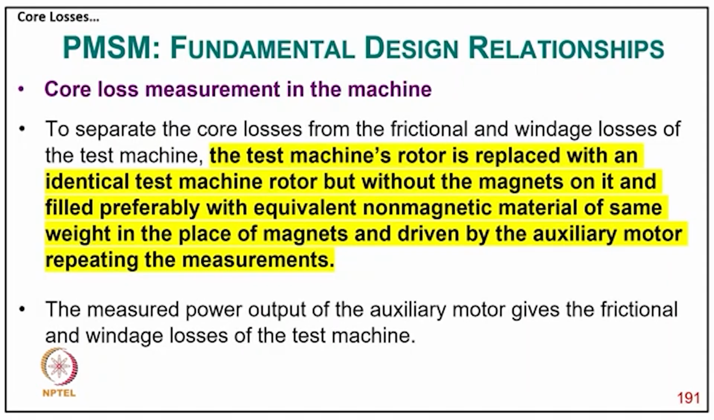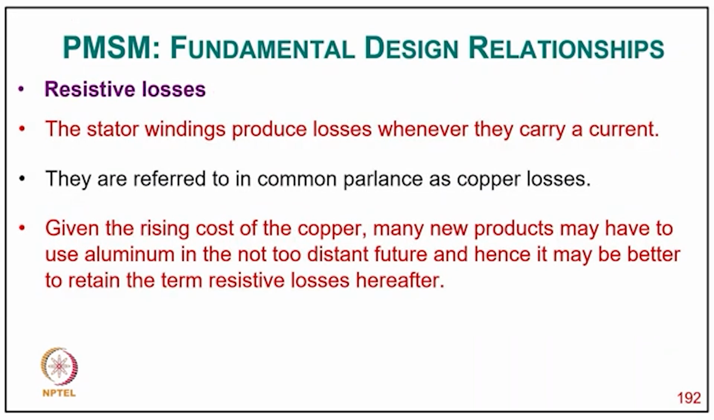So now, to separate the core losses and friction and windage losses of the test machine, the test machine rotor is replaced with an identical rotor but without the magnets on it. It is filled preferably with an equivalent non-magnetic material of the same weight in place of magnets and driven by the auxiliary motor, repeating the measurement, and the measured power output of the auxiliary motor gives the friction and windage losses of the test machine.